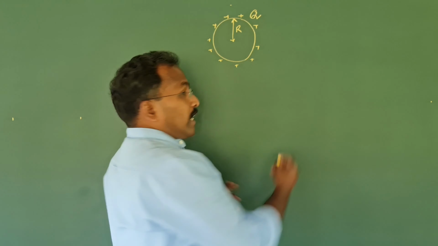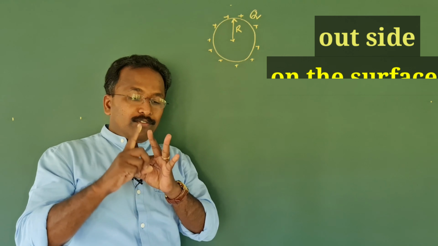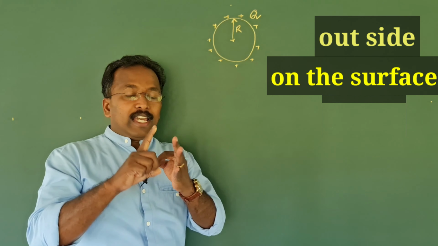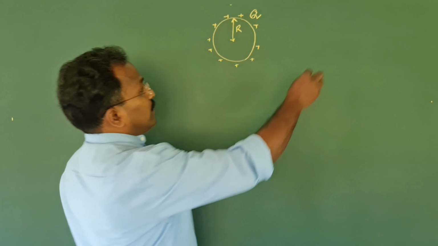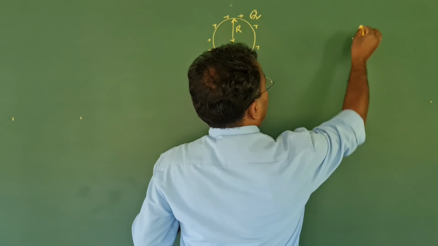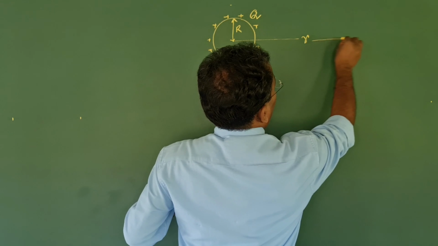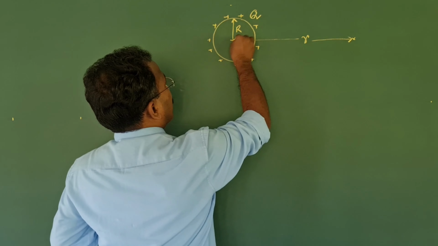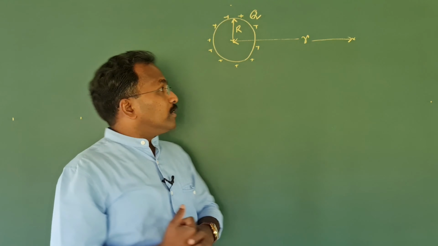Say we have actually 3 points: 1 point outside, 1 point on the surface, and 1 point inside. Okay, so all points will be covered. So this is the outside point I am taking, which is say small r distance away. So I am marking that. You also may copy this into your notebook.